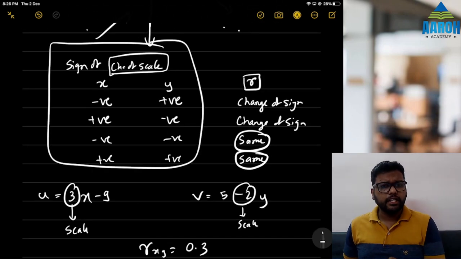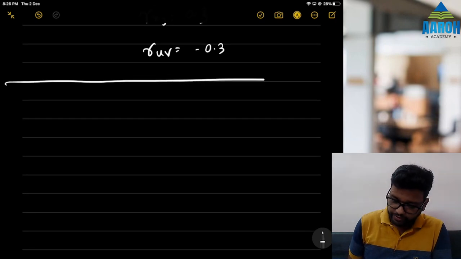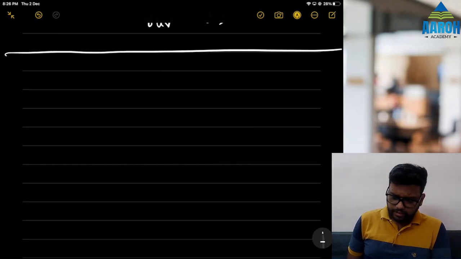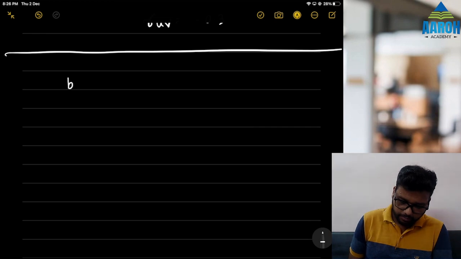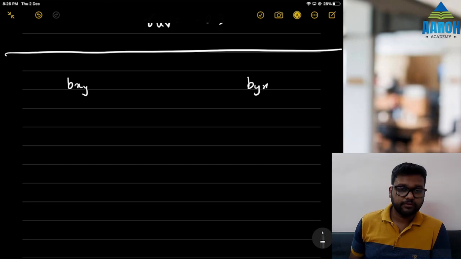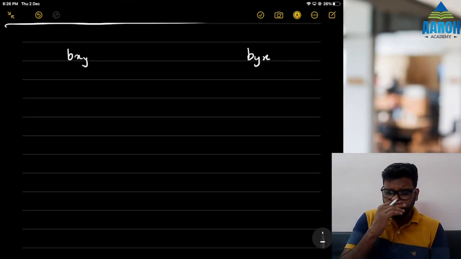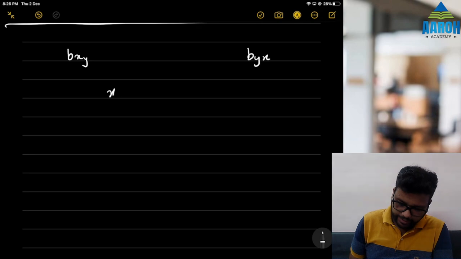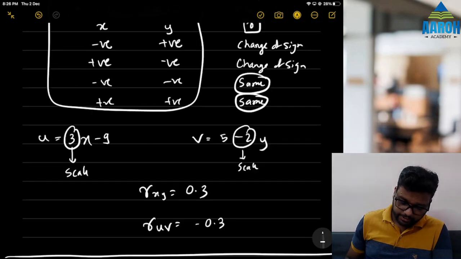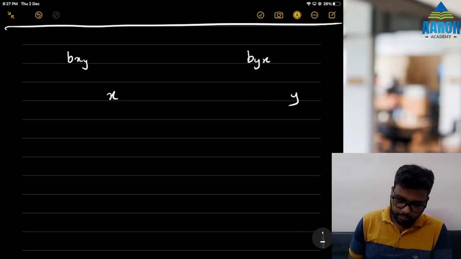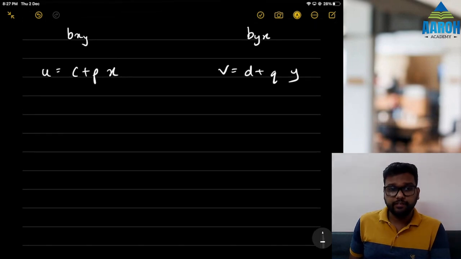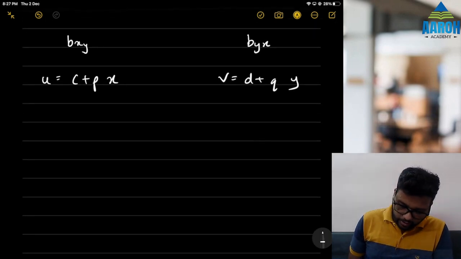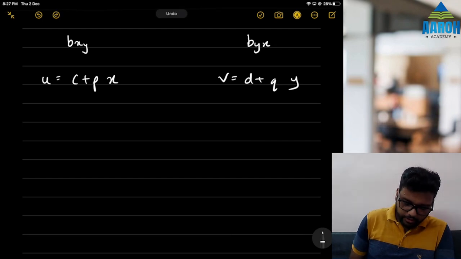Okay. Last one is about regression coefficients. Let's say we have bxy and byx. And we change origin and scale of x and y. Now again we did the same thing like this: c plus px is equal to u, and d plus qy is equal to v. Understand very carefully.